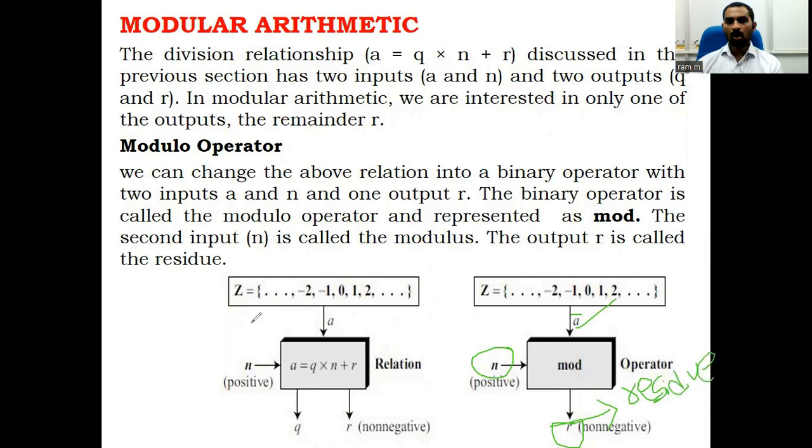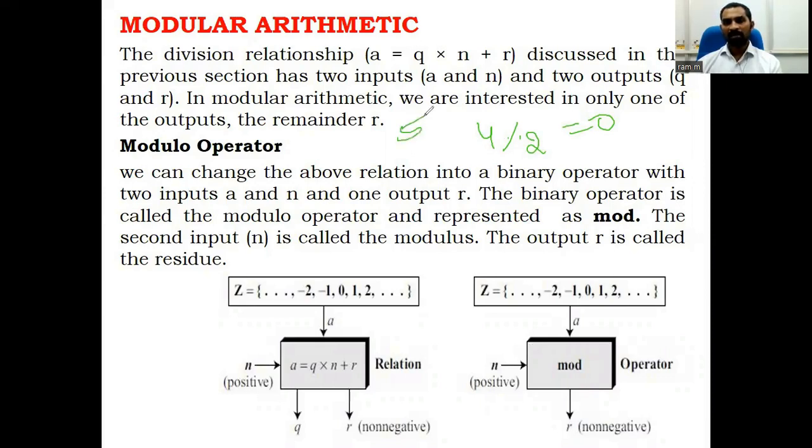In normal arithmetic, we call R the remainder. In modulo arithmetic, we call it the residue. For example, in our programming languages we represent the modulus operator with this symbol. If I apply the modulus operation between 4 and 2, the result will be 0. Why? Because there is no residue here: 2 exactly divides 4.